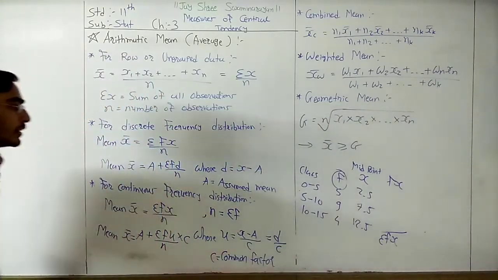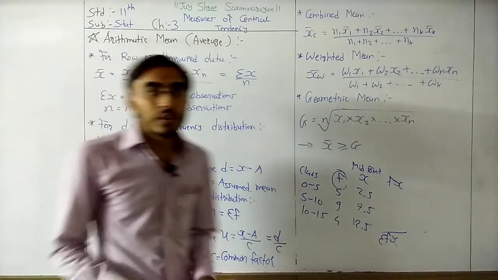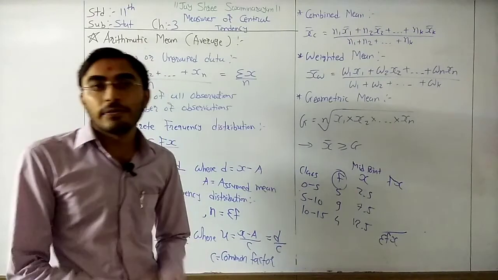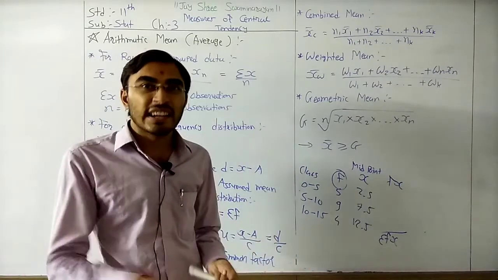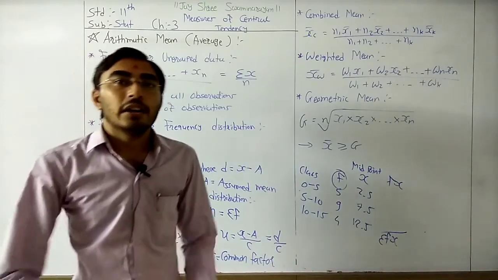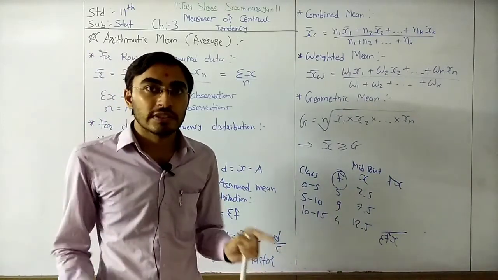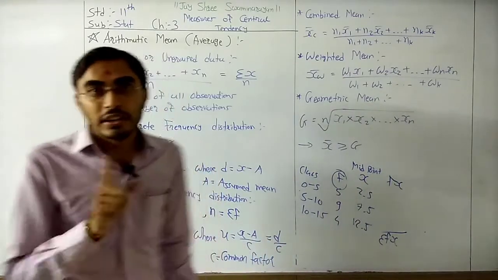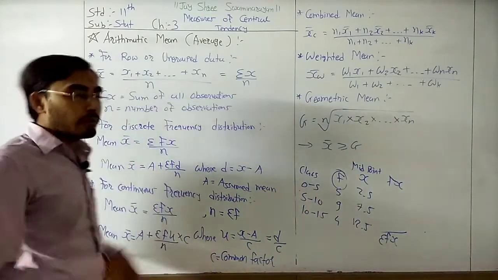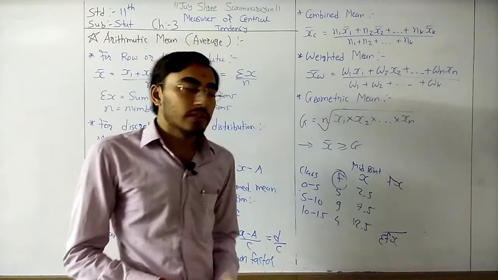So if our numbers are very small, then we use the direct method. If our numbers are big and class lengths are the same, then we can use the step deviation method. If our numbers are very large but class length is not the same, then we need to use the deviation method. These things we will learn in the exercise.